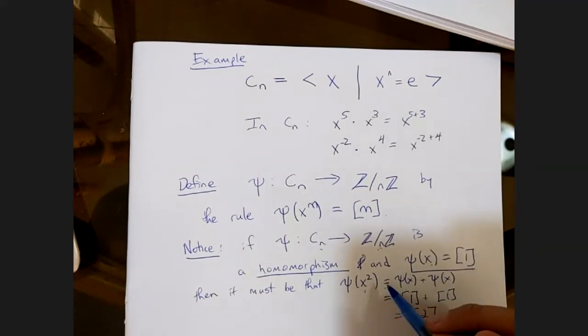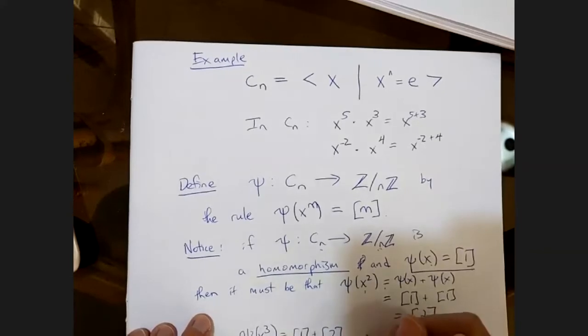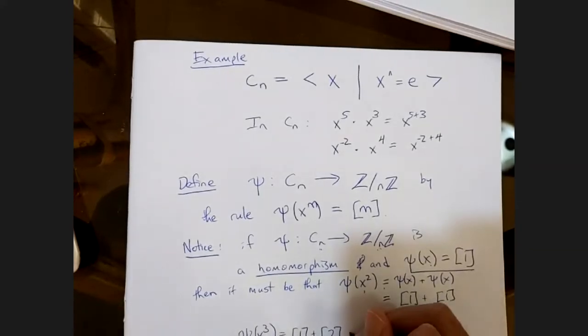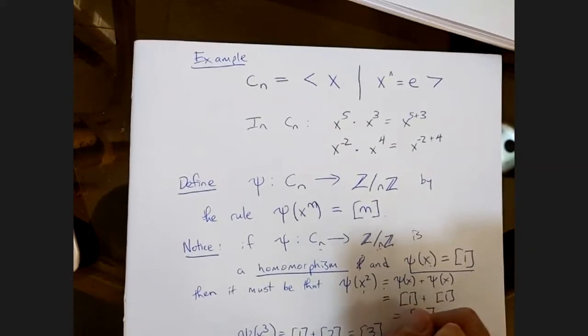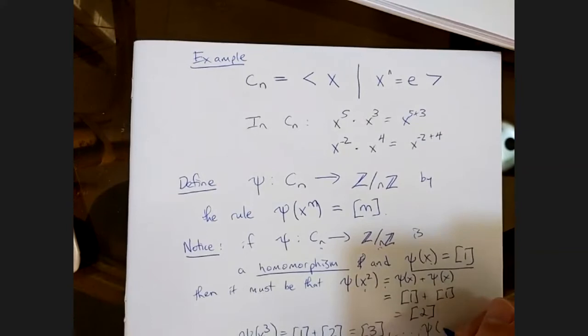And so without telling you what psi of x squared is, we can deduce what psi of x squared is. And similarly, psi of x cubed is just psi of x plus psi of x squared, and so on. Psi of x inverse has to be the equivalence class of -1.